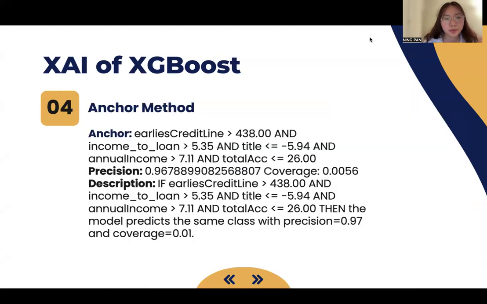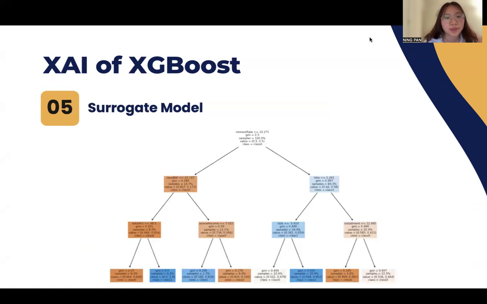And the Anchor method provides a rule-based explanation where it has high precision. The coverage is very small, meaning the rule applies to a very small portion of the dataset. And the decision tree served as a surrogate model to approximate and interpret predictions. The root node splits on interest rate, indicating its crucial role in determining loan outcomes, and the loan purpose, revolving balance, and total accounts are also very key predictors.